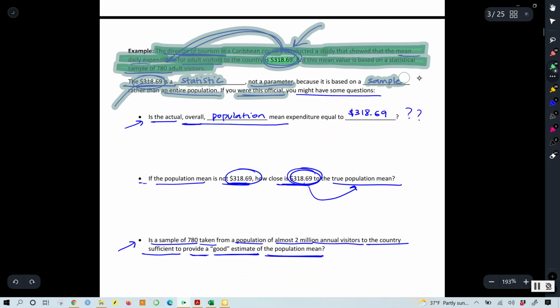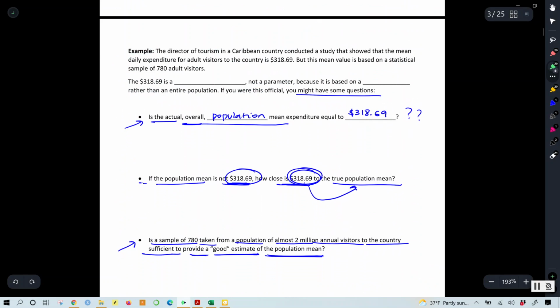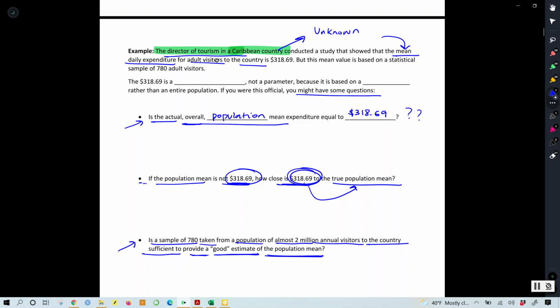What was the scenario about? Quickly. Well, we learned that we have an official who happens to be the director of tourism in a Caribbean country. And the goal of this Caribbean director of tourism is to estimate the average daily expenditure for adult visitors to this country. So what is unknown? It is how much on average an adult visitor to this country spends.